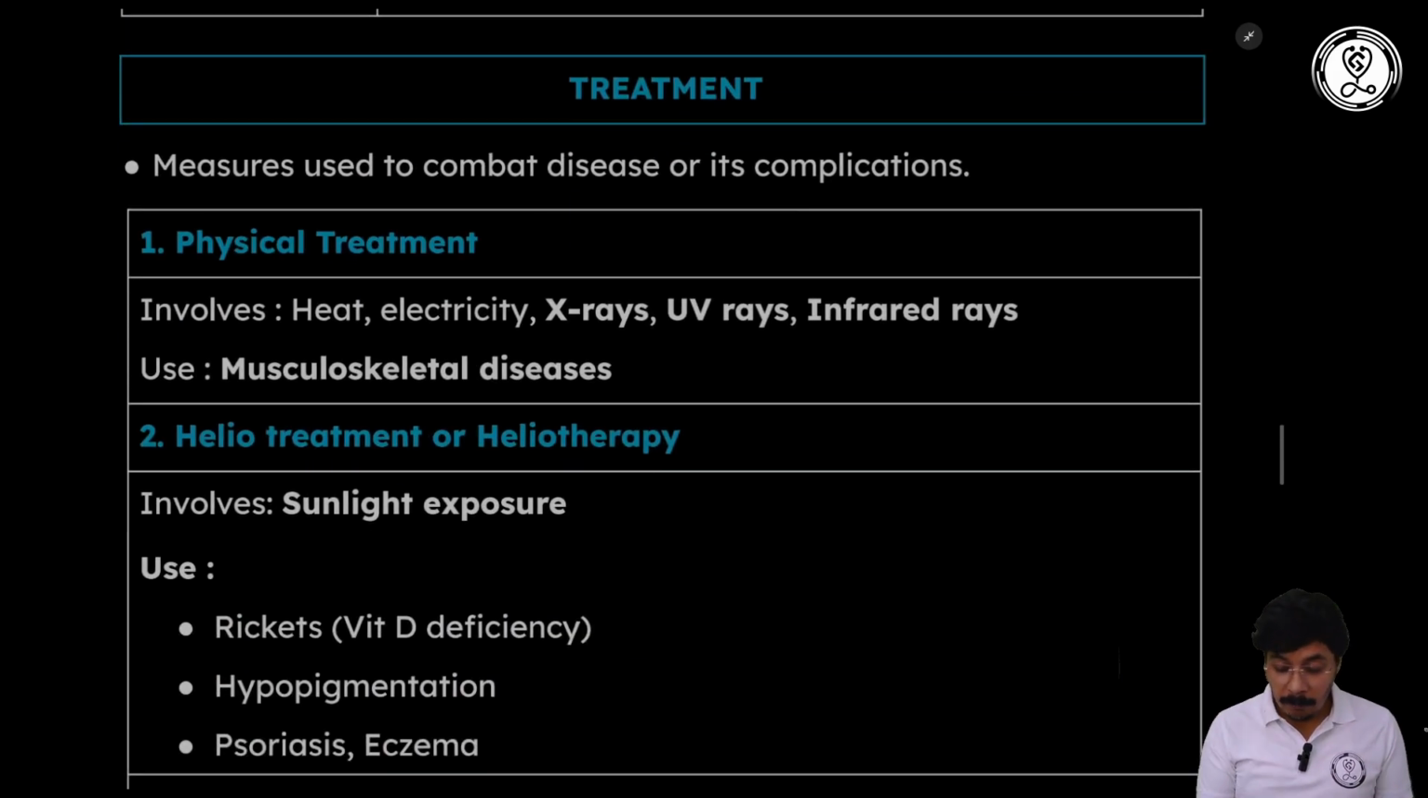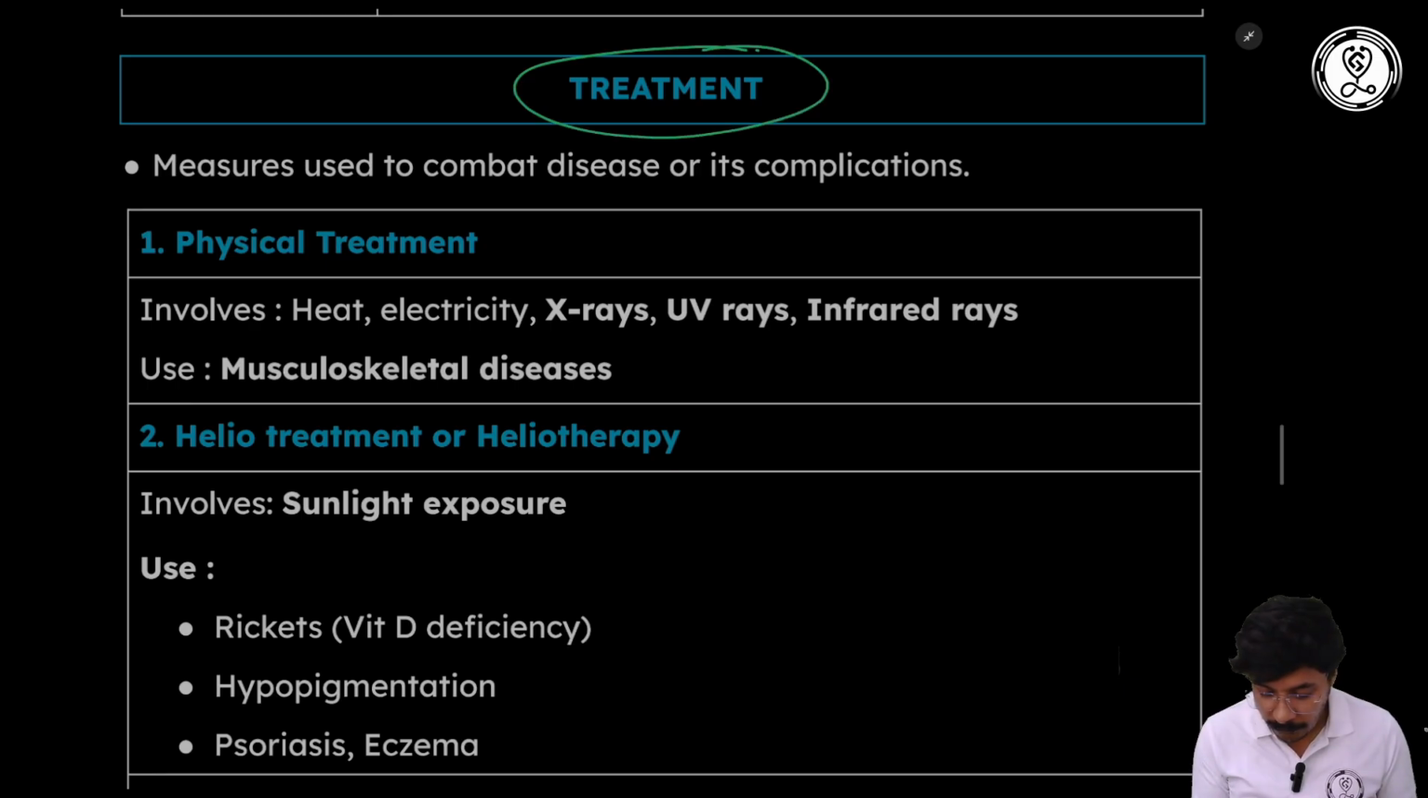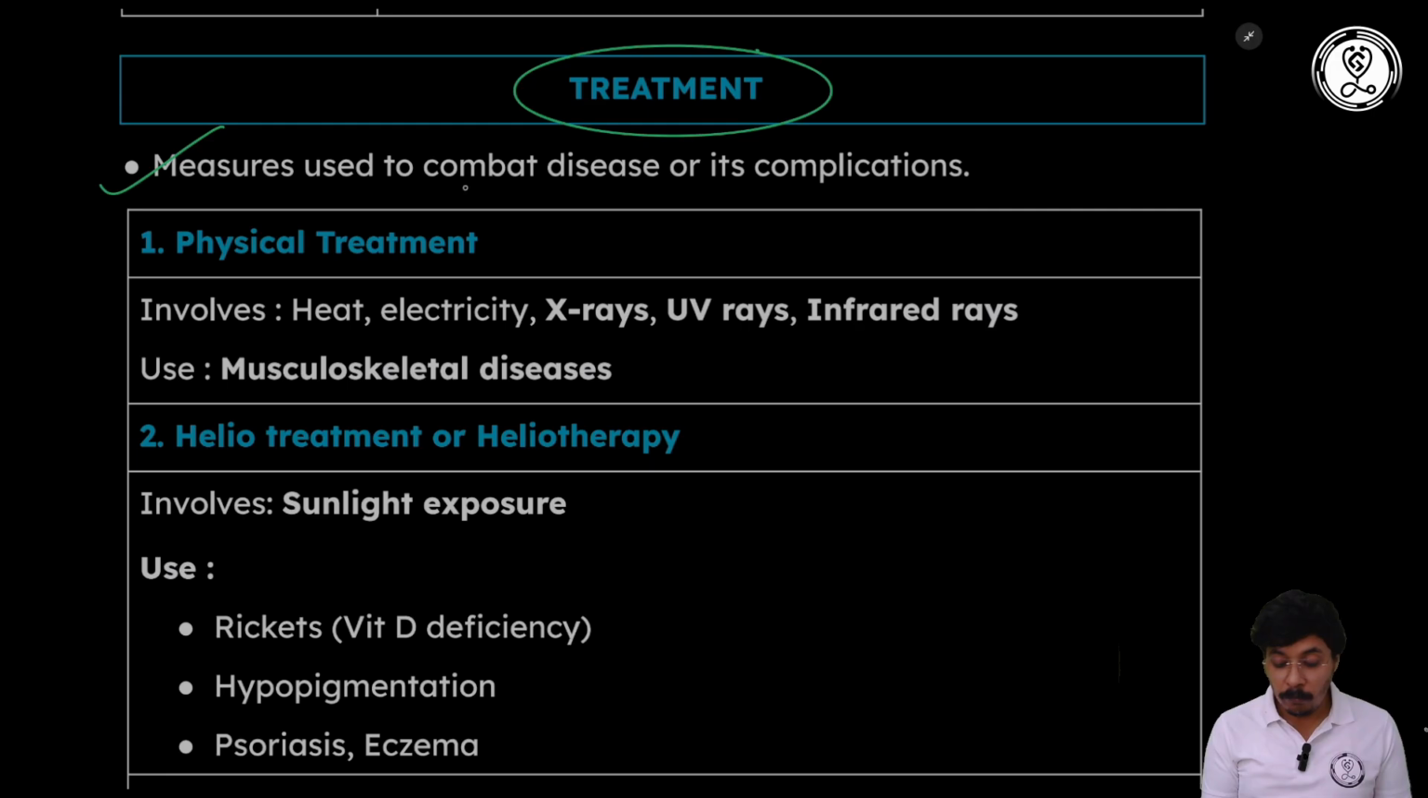Now let us talk about treatment. What do you understand by treatment? Simply, all the measures that we are using to combat the disease or its complication are what? They are treatment. Basically, whatever we are doing in order to save the animal, combat disease and the complication of any primary disease during its course is known as treatment. It has different types.